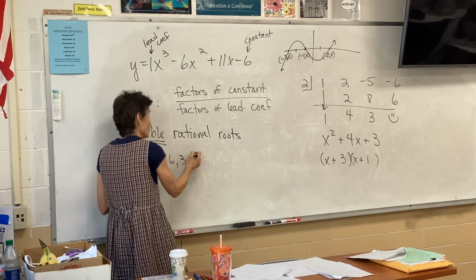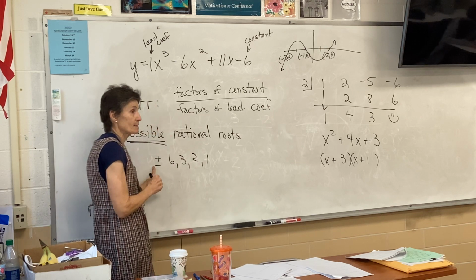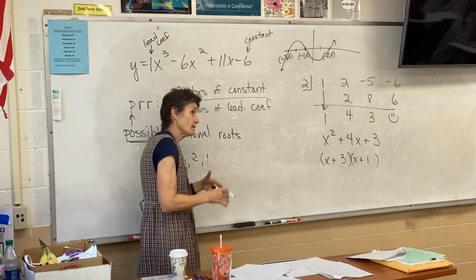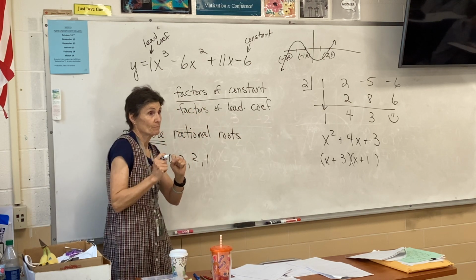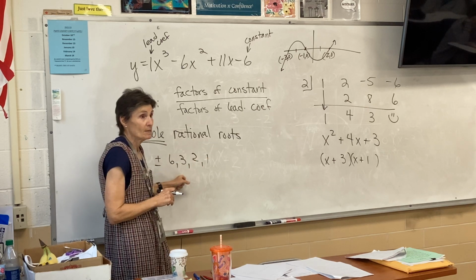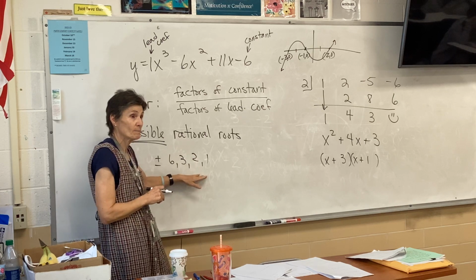6, 3, 2, and 1. I'm gonna go in order there, but 2 is definitely a possibility. 6, 3, 2, and 1, those are the factors. So, when I say, Sydney, pick a number, she is gonna pick a number from this list. She isn't gonna pick 5. She isn't gonna pick 7, not 4, not 10. She's picking a number from this list.